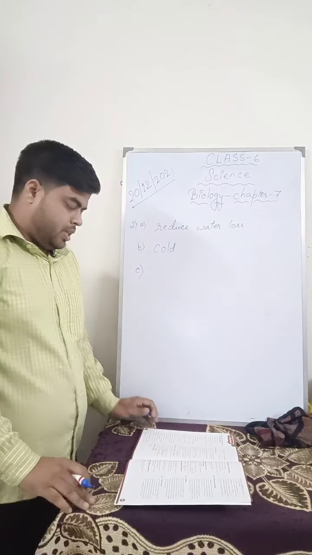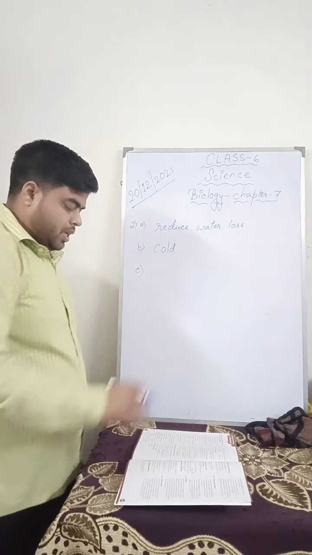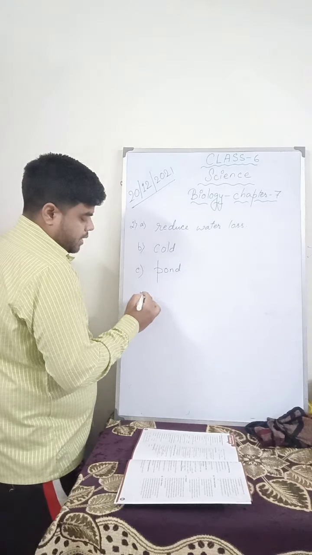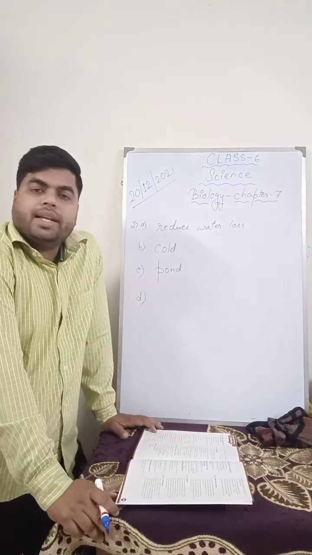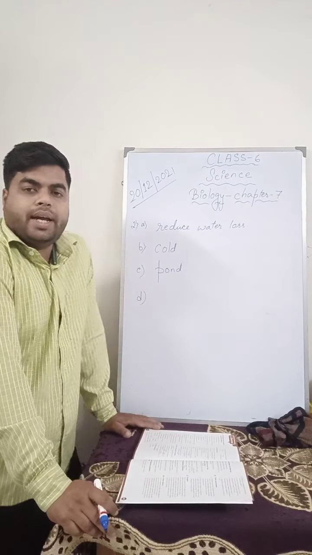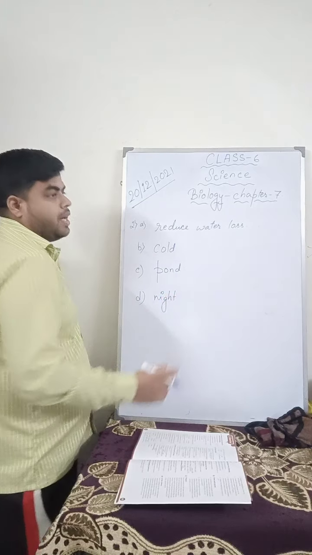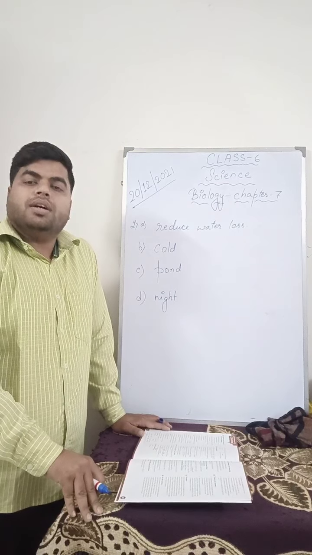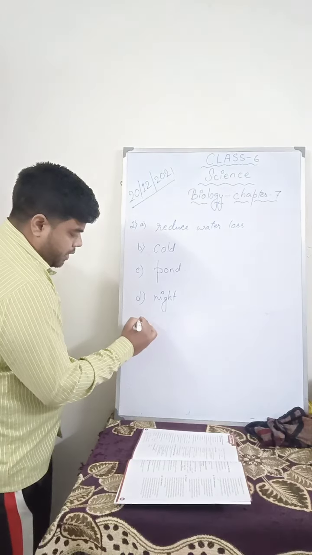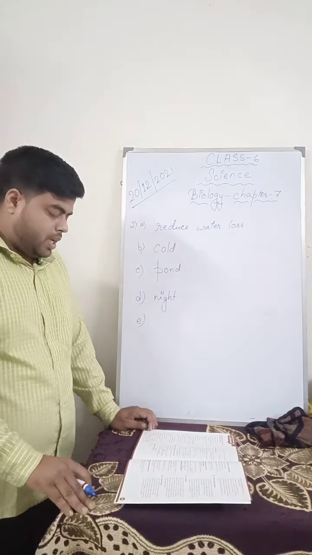Number C. The habitat of frogs is a pond. Where do frogs live? Among the given options, pond. And number D. Desert snakes and rats come out mostly during the night, because the days in the desert are extremely hot. Number E. Fish absorb oxygen from water using their gills.